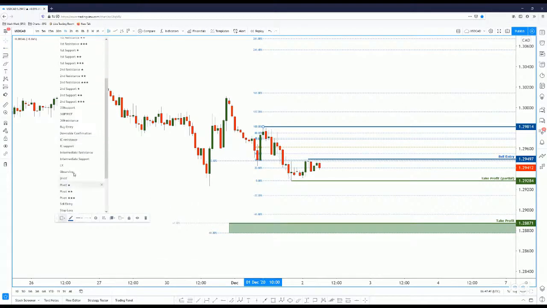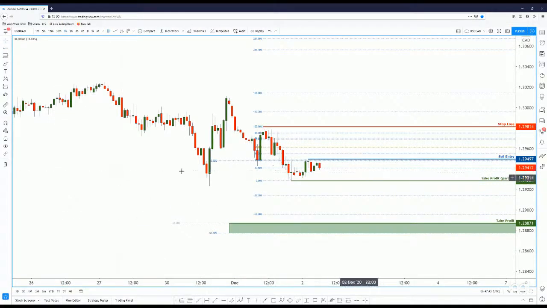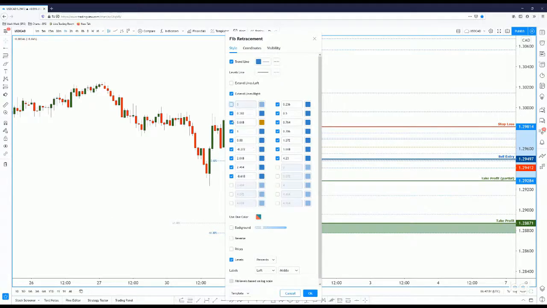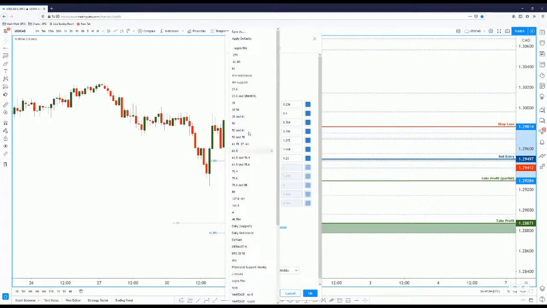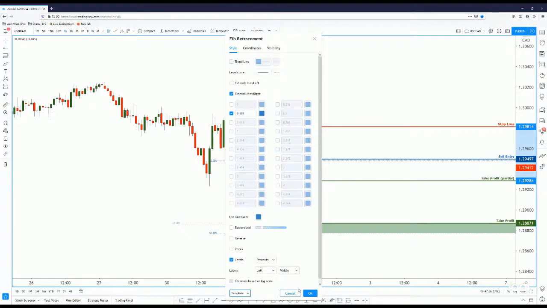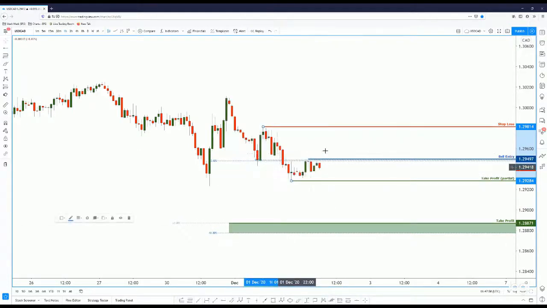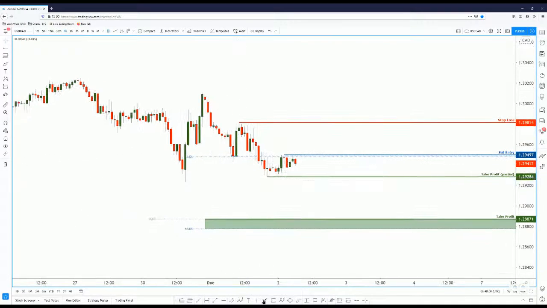Not the best risk reward trade, but definitely since we are in line with the daily time frame, this trade would actually make sense. So I'm going to highlight the 38.2. We have a strong graphical level here and Fibonacci confluence.